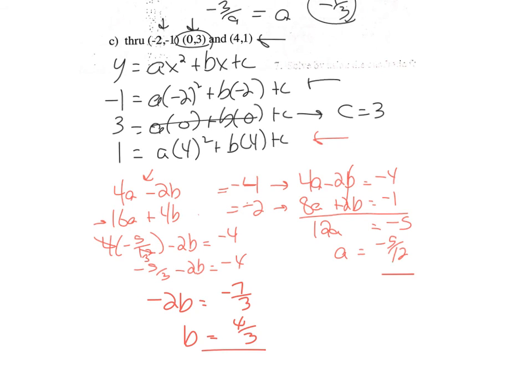That's my B. So there's my A, there's my B. My C is 3. So my answer, finally, is y equals negative 5 twelfths x squared plus 4 thirds x plus 3. And that's it.